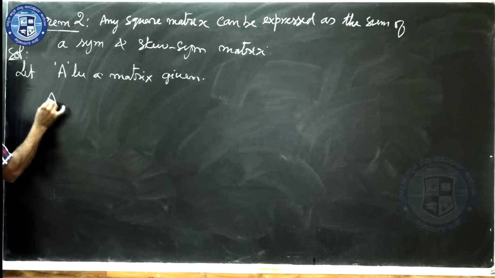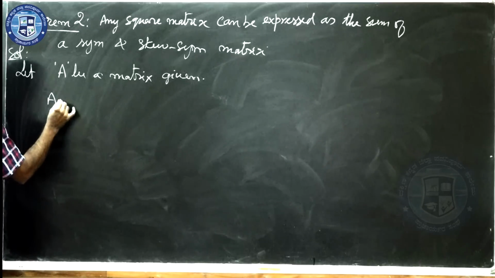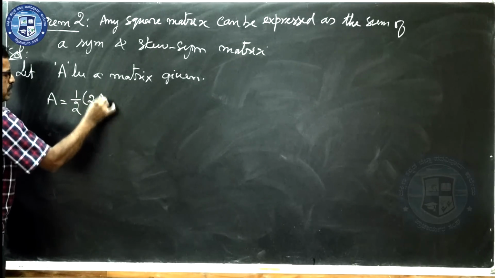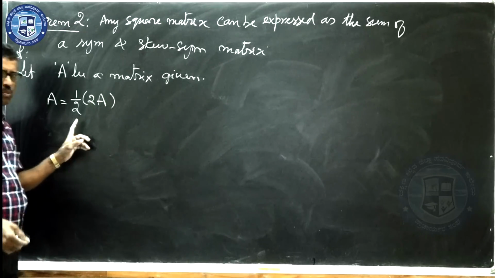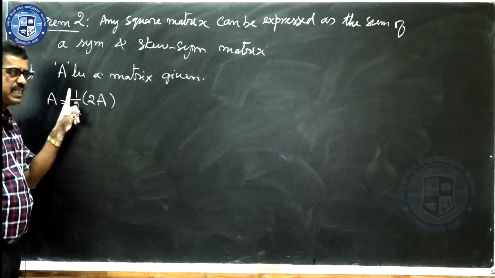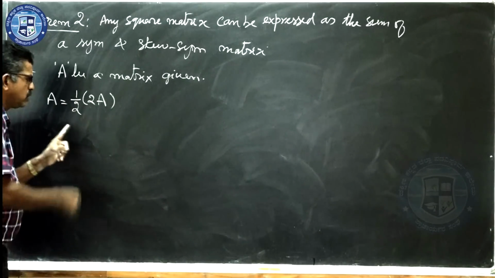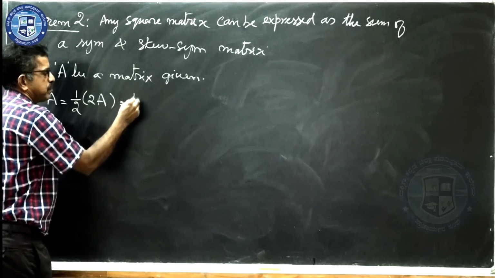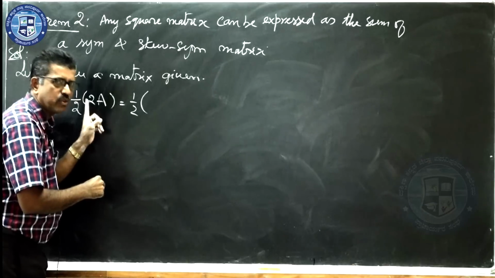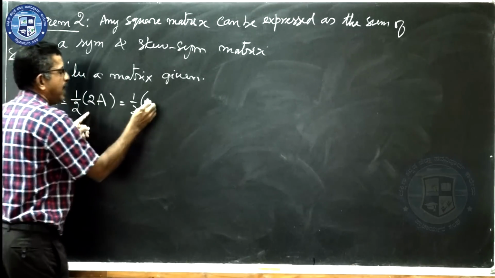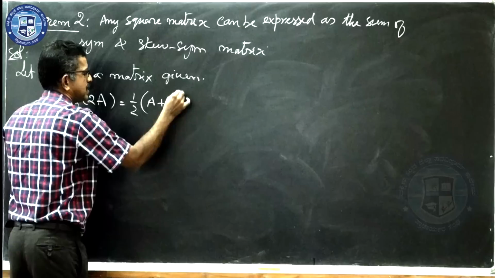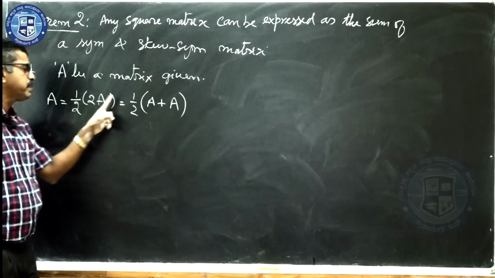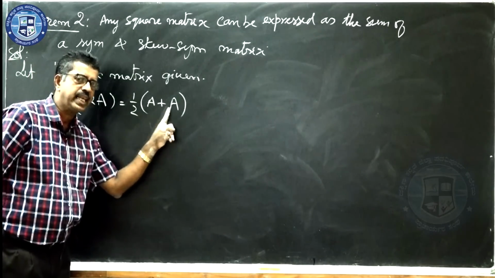So, I will apply a very simple logic. Let me take A is equal to half, that is 1 by 2, into 2A. I hope all of you understand. A can be written as half of 2A. The 2 gets cancelled, but do not cancel it. And you know what is 2A? You know what is 2 bhajji? 2 bhajji means 1 bhajji plus another bhajji. So, similarly, what is 2A? 2A stands for A plus A. Very clear? We have A can be expressed as half of A plus A.